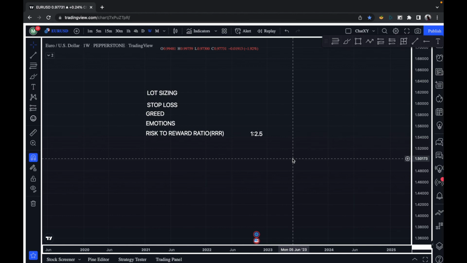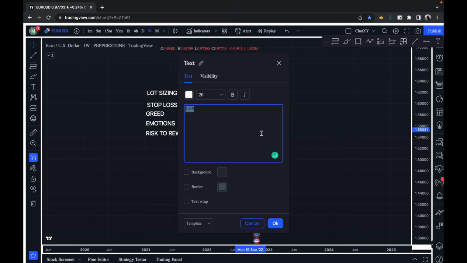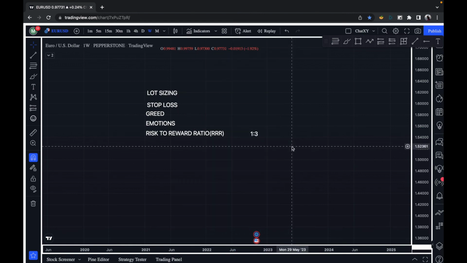So for beginner traders, I advise you look for trades that will give you at least 1:3 RR. This simply means that if you take 3 trades and you lose 2, with the one you win, you'll still be in profit. You'll be able to recover all the loss you already took in the previous trades.